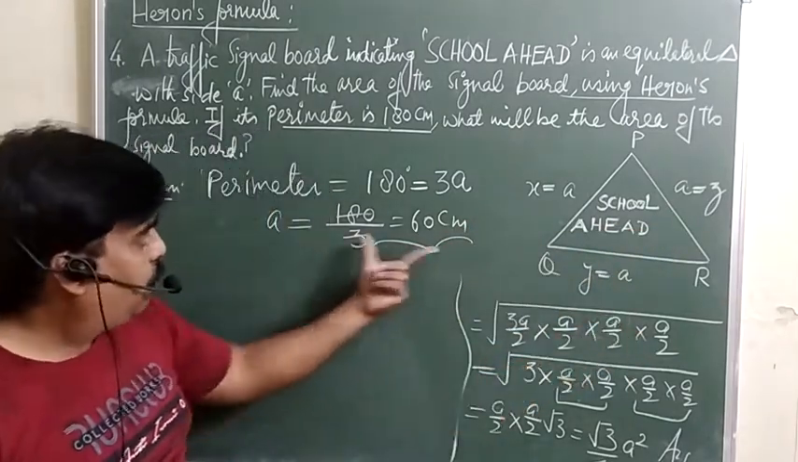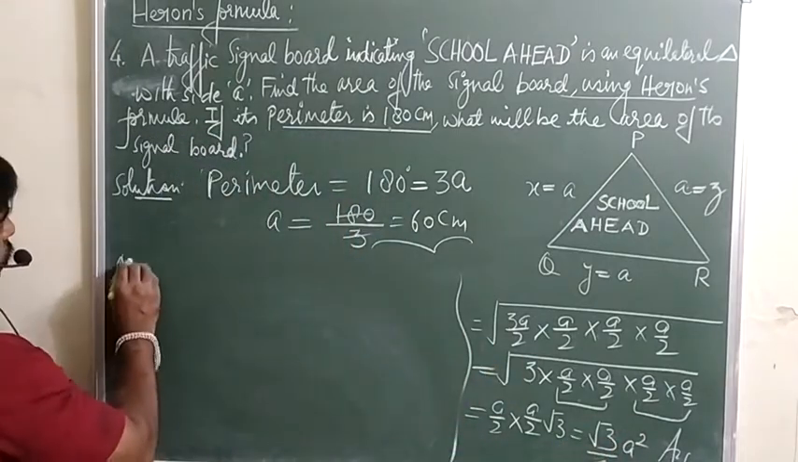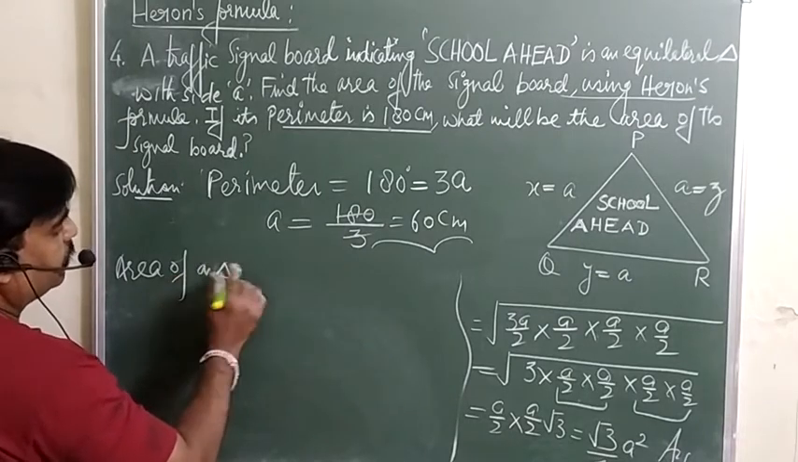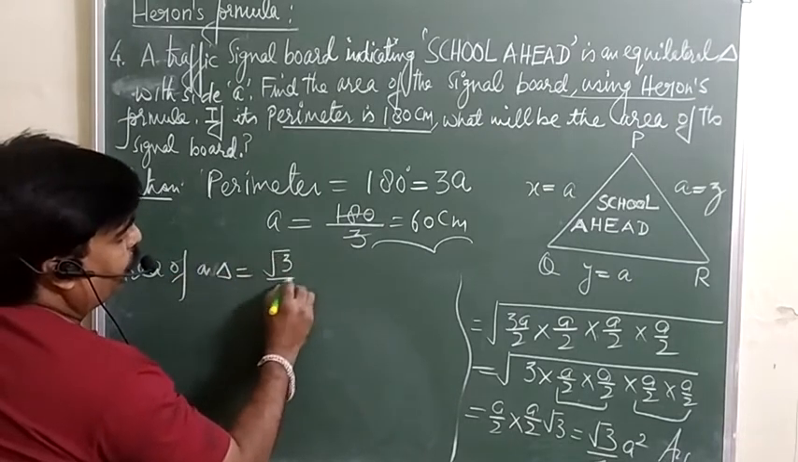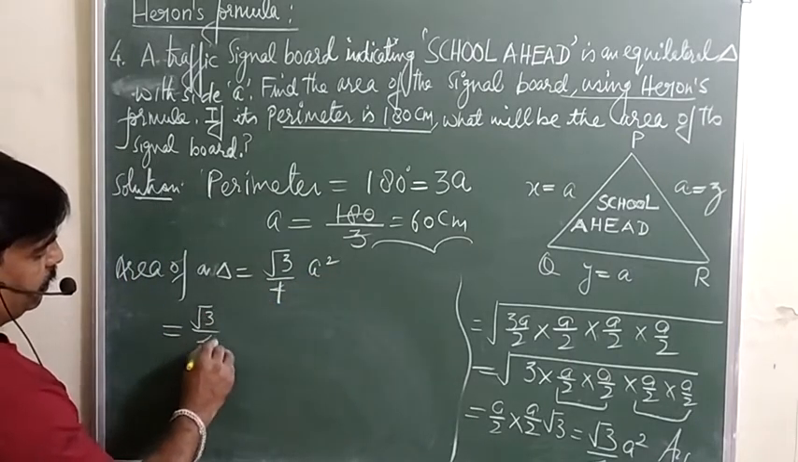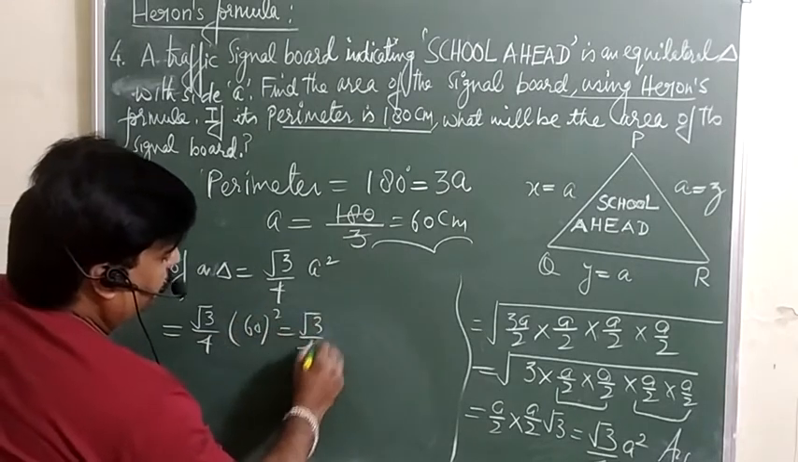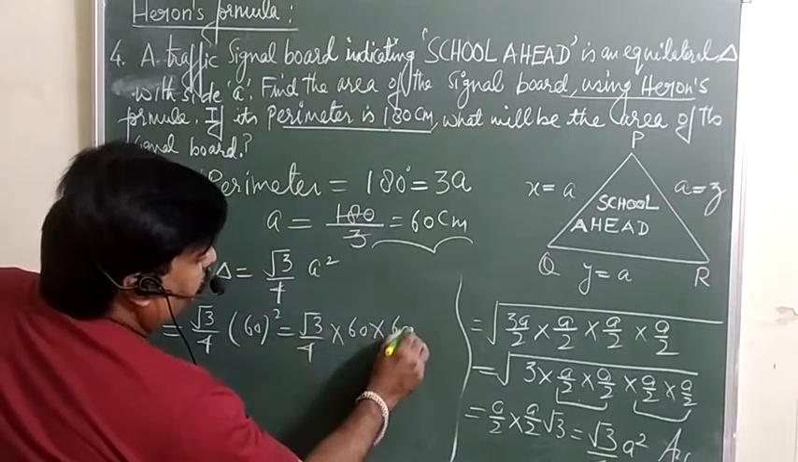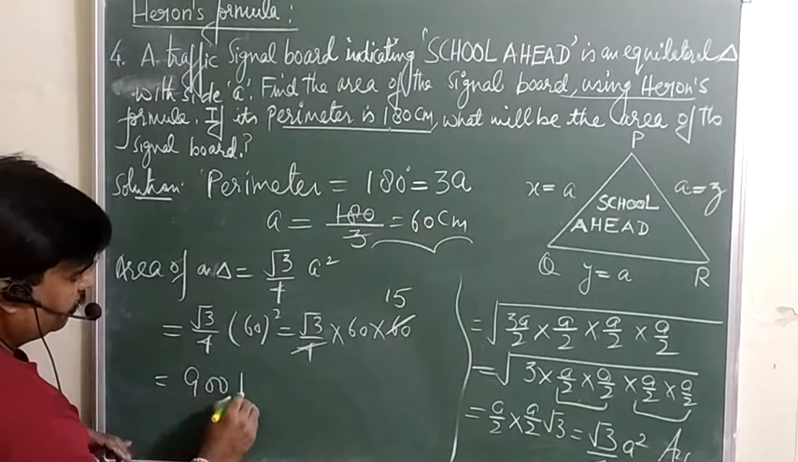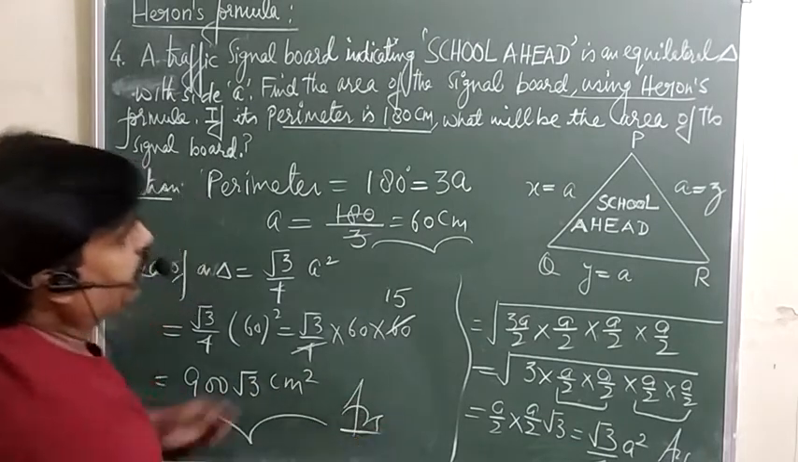And that value of a you can put here only. Directly you can put here. You can find the area of this triangle. So area of a triangle is equal to root 3 by 4 a square. So this is root 3 by 4 into a is 60 whole square. Root 3 by 4 into 60 into 60, 15. So that is 900 root 3 centimeter square. And this is your second answer.